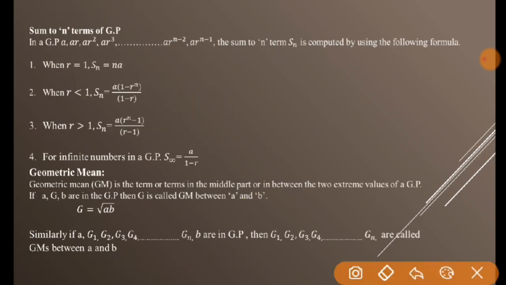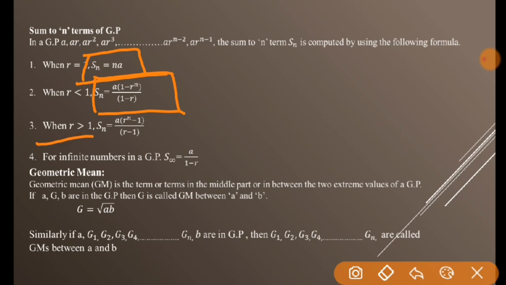See, the sum of n terms of a geometric progression, represented as A, AR, AR square, AR cube, up to AR to the power n minus 1, is computed by using a formula. Here we are using 4 different formulas, okay? The first one is when R is equal to 1, the formula is Sn is equal to Na. When R is less than 1, we are using this formula, that is Sn is equal to A into 1 minus R to the power n divided by 1 minus R.